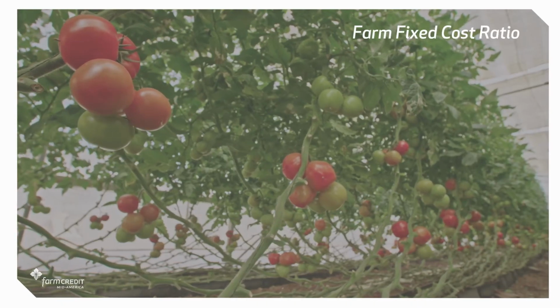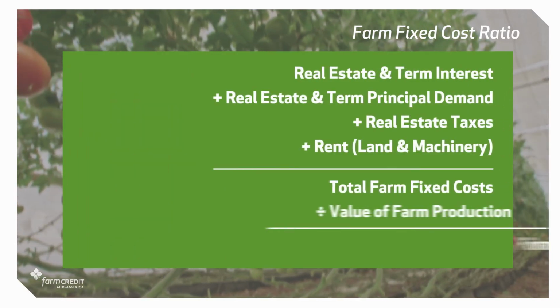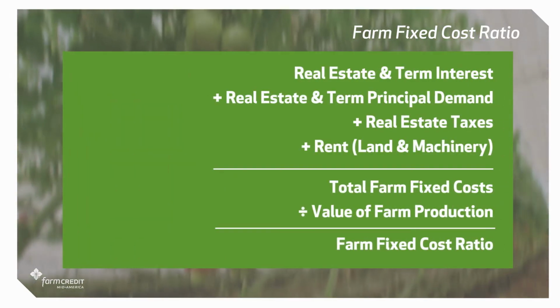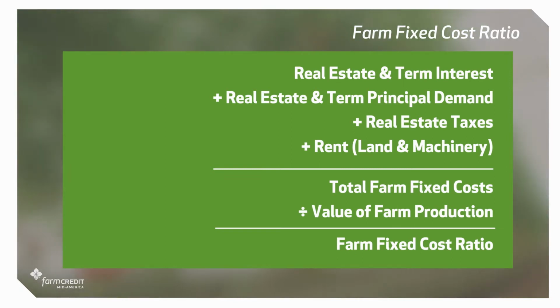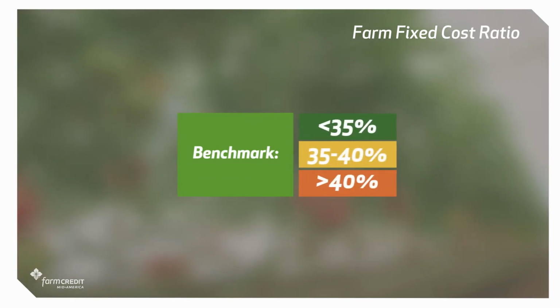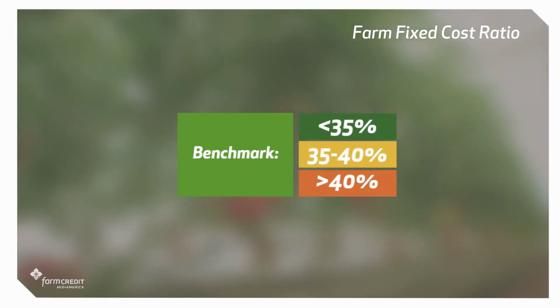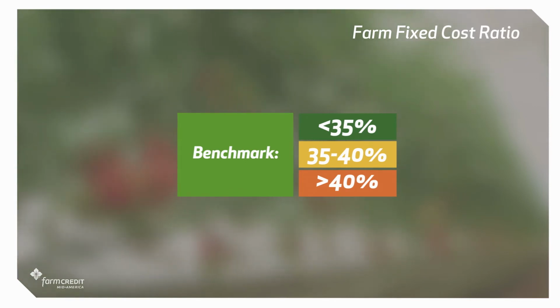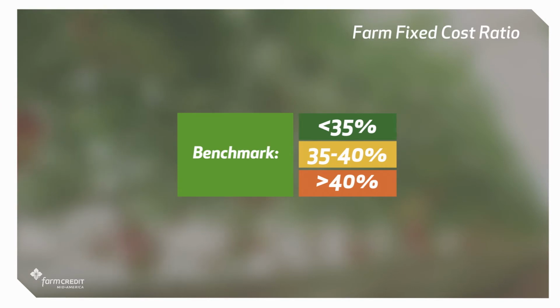To help farm managers identify these root causes, we will now introduce two ratios to monitor fixed and variable costs. The fixed cost ratio is a measure of the operation's fixed costs in relation to gross revenues. It is calculated by adding up all term debt interest and principal payments, real estate taxes, and land and machinery rent, and dividing it by gross revenues. A moderate risk fixed cost ratio would be 35 to 40% for grain producers. A 35% fixed cost ratio simply states that for every $1 of gross revenues that your farm makes, 35 cents goes to fixed costs.